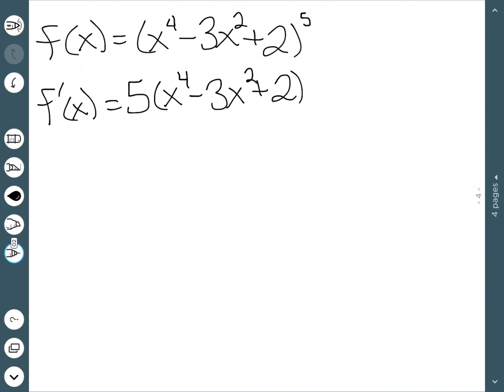Now we have to multiply by the derivative of the inside, the derivative of that polynomial inside the parentheses. We bring the 4 down and subtract 1 to get 4x cubed. Bring the 2 down and subtract 1 to get minus 6x. And the derivative of 2 is just 2, to the 4th power there. So now we have our derivative. We took the derivative of the outside, just the fact that we did raise something to a power, times the derivative of what was inside the parentheses.